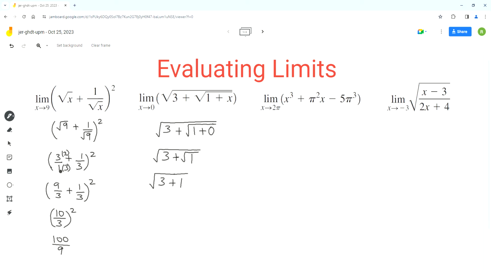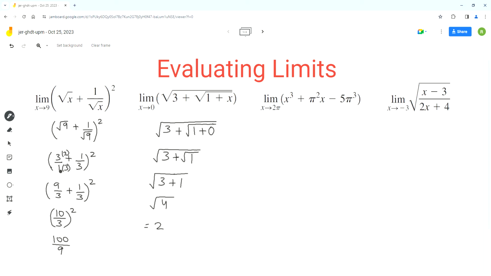And 3 plus 1 is 4. So we can combine them. We get the square root of 4, which is equal to 2. So this should be the final answer for this second limit. So now we can evaluate this third limit expression.